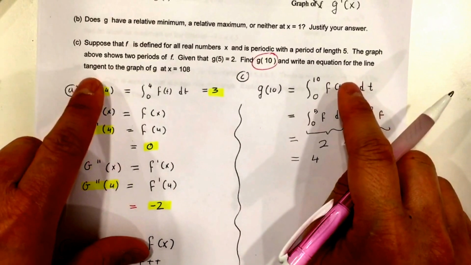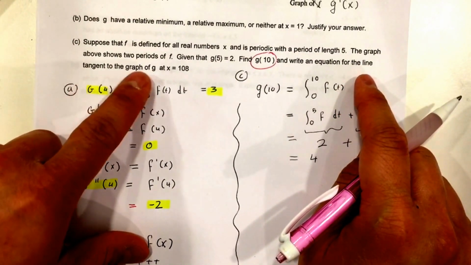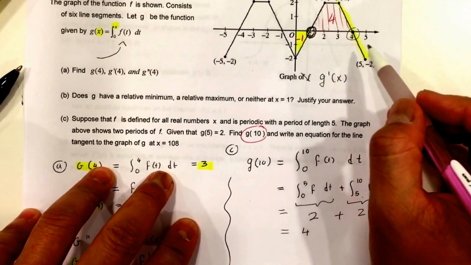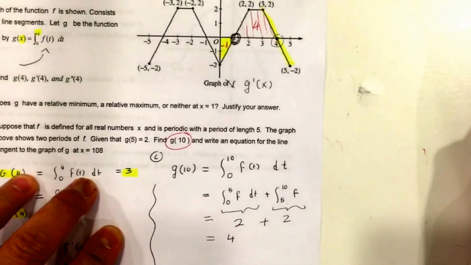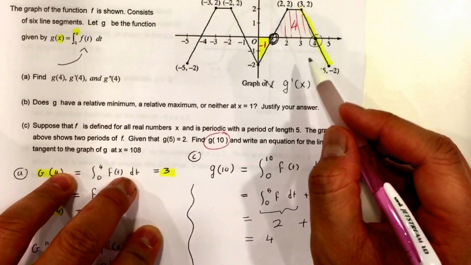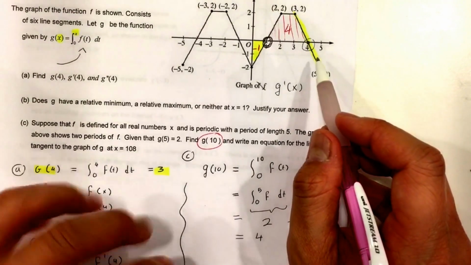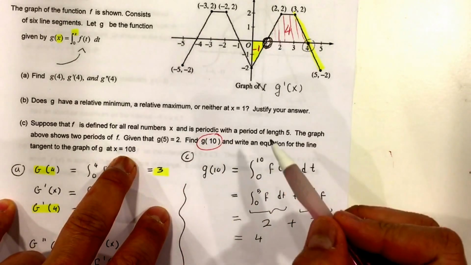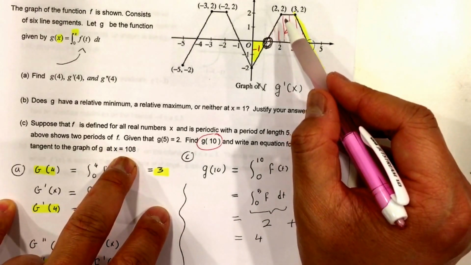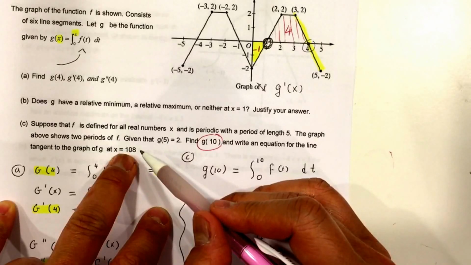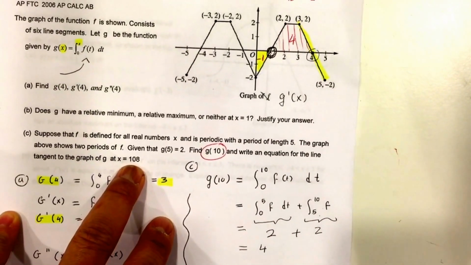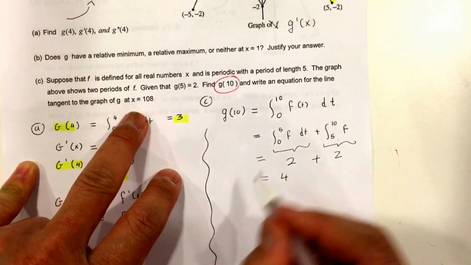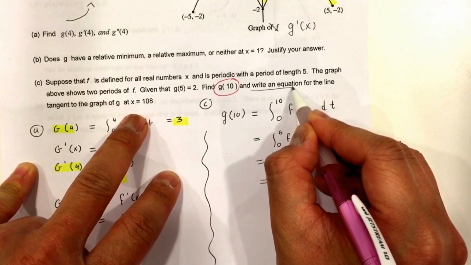Write an equation for the tangent line to the graph at x equals 108. Now x equals 108 is a really big x. It's all the way out here, right? But remember that this is a periodic graph, and so it is easy to identify the exact location of x equals 108, or the output when x equals 108. In other words, in order to write the equation of a tangent line, we need 2 things.